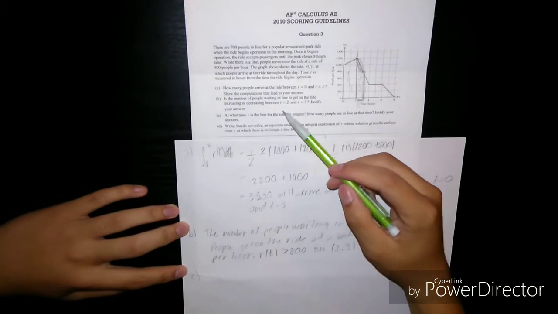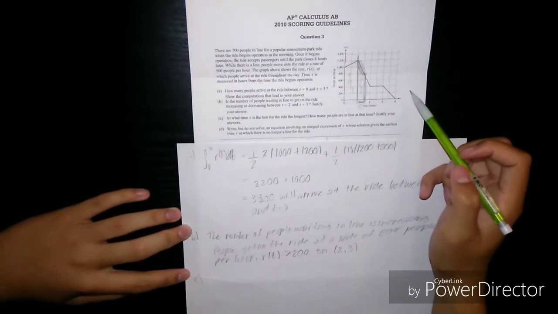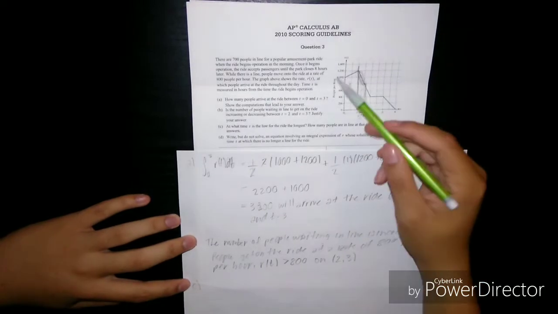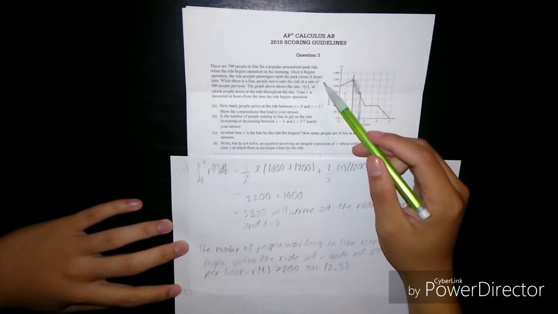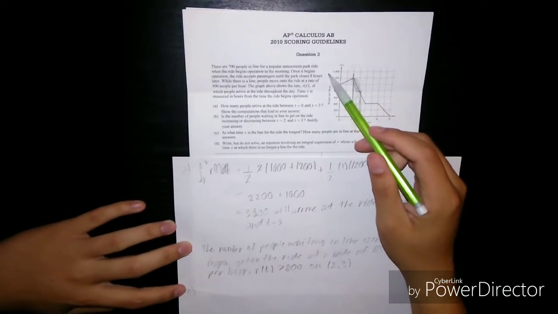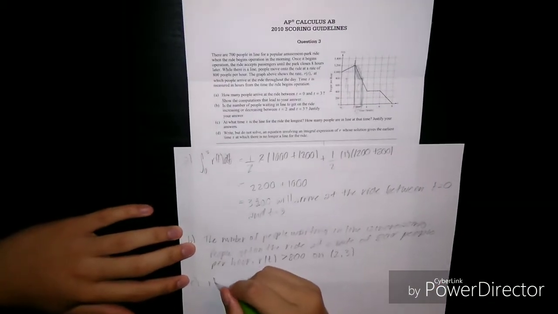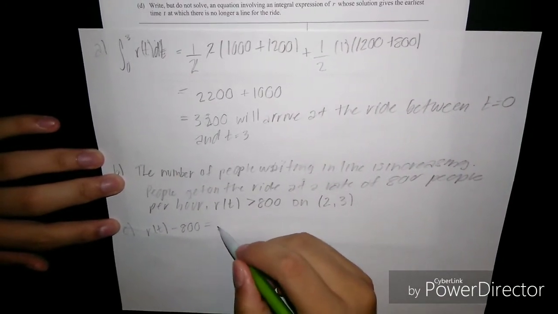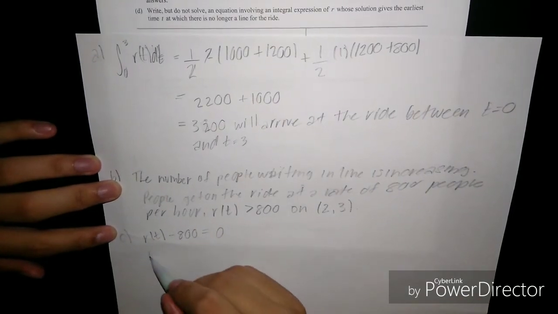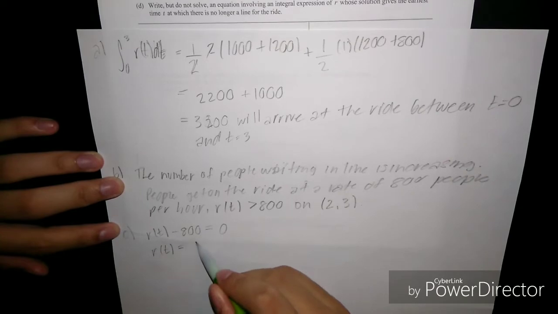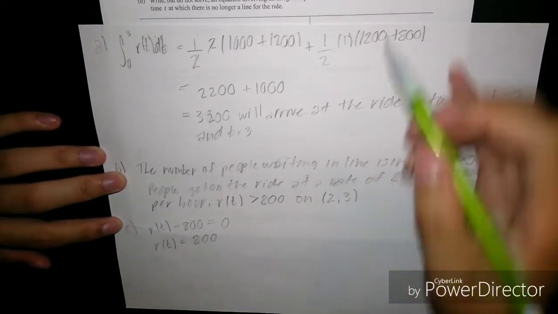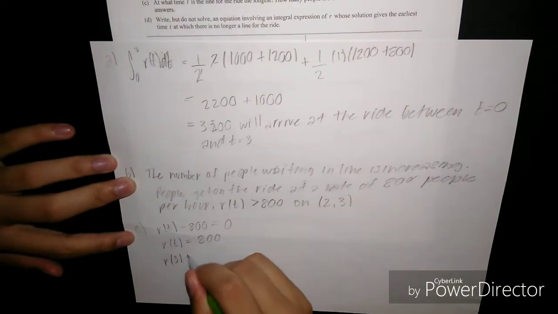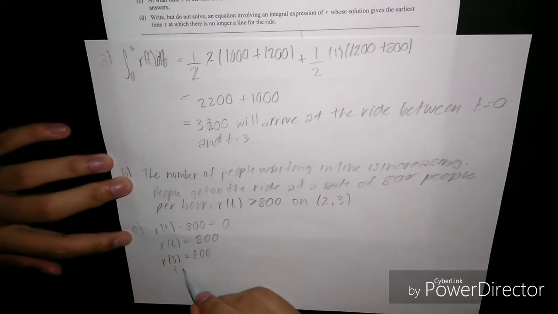Okay, for part C, it asks at what time t is the line for the ride the longest, how many people are in the line at that time, justify your answer. So this has to do with a maximum, so we are going to be working with the rate at which people arrive at the ride and the rate at which people get on. So we need to figure out for which value R of t minus 800 equals 0. So we have to solve for our critical value, just simply add 800. So here R of t equals 800, and we can clearly look at the graph that R of t equals 800 when t equals 3.